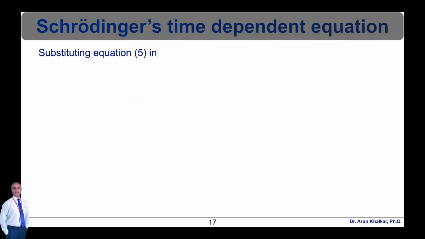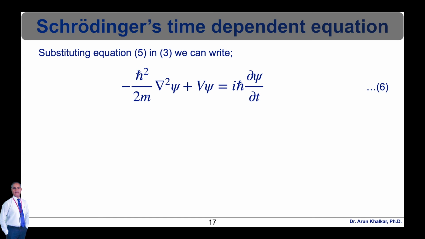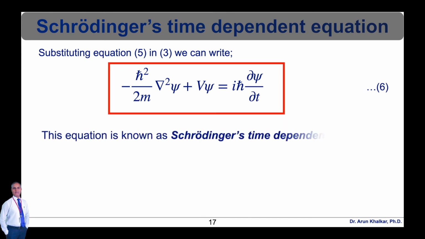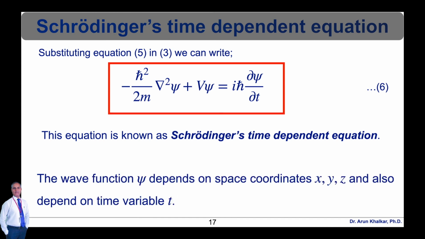Substituting equation number 5 in equation number 3, we can write minus h bar square by 2m into del square psi plus capital V into psi is equal to small i into h bar delta psi by delta t. Let's say this is equation number 6. This equation is known as Schrödinger's time-dependent wave equation. The wave function psi depends on the space coordinates x, y, z, and also on the time variable t. As it depends on the time variable t, it is called Schrödinger's time-dependent wave equation.